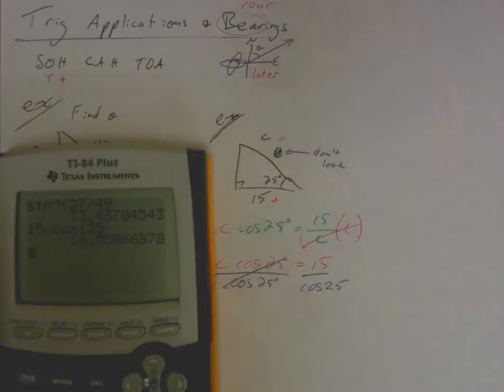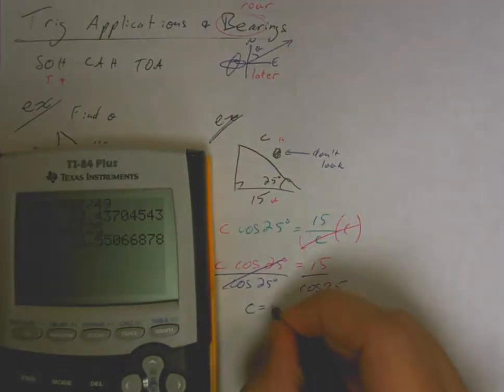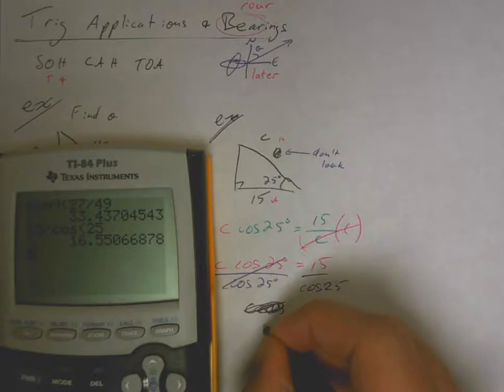It's okay. So we find out that C is 15. Oh no, skis!